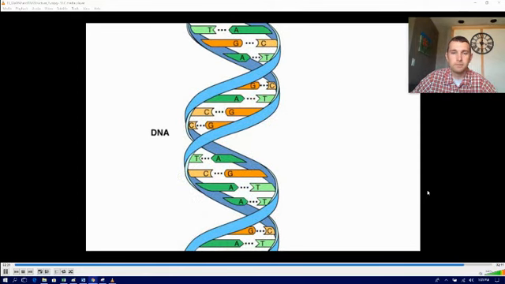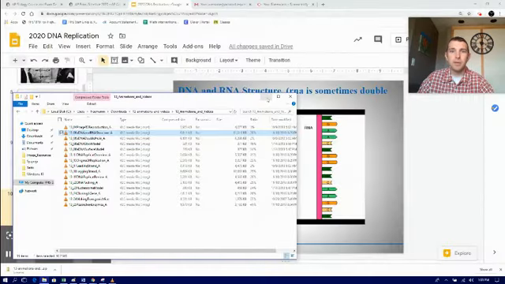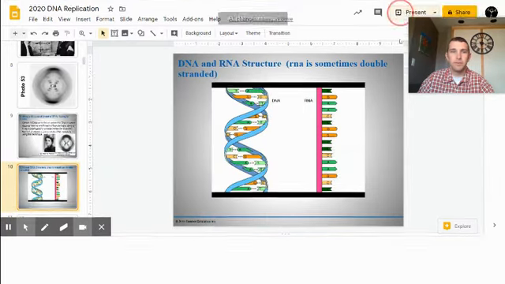The bases can be in any order, like the letters of the alphabet. However, the base sequence is significant. Sequences of bases called genes encode the instructions for the structure and function of an organism. And genes can be just a couple hundred or several thousand nucleotides long.